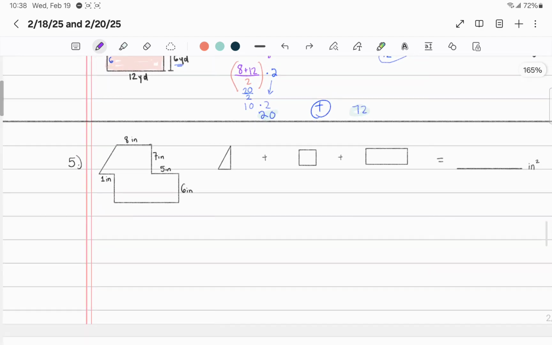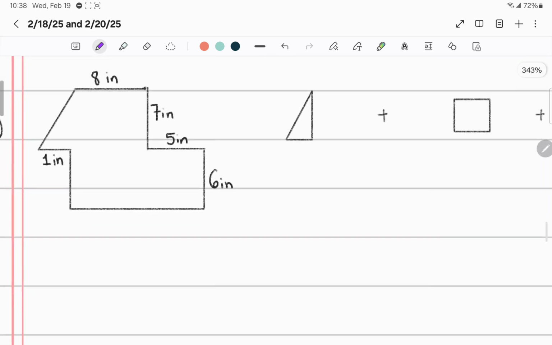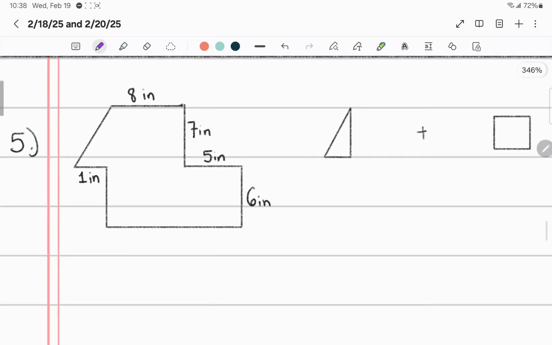All right, last we have a 3-piece, right? So again, this will not be on your test. You have to be able to separate the shapes. So again, my advice was to do rectangles. So I see a rectangle right here, right? Kind of like I Spy.